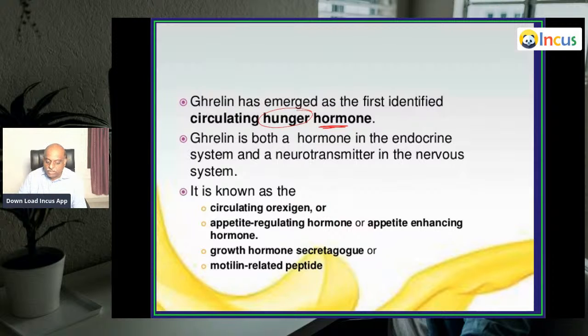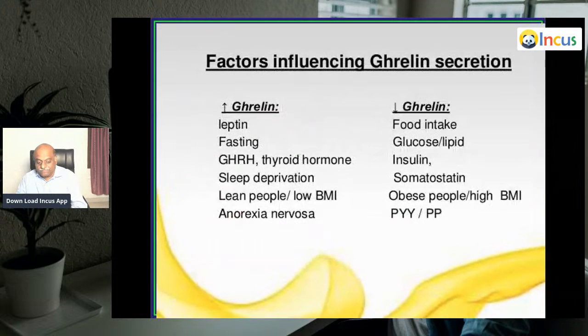It is also called circulating orexigen, appetite regulating hormone, growth hormone secretagogue, motilin related peptide. ये सारे नाम ghrelin का ही होता है.